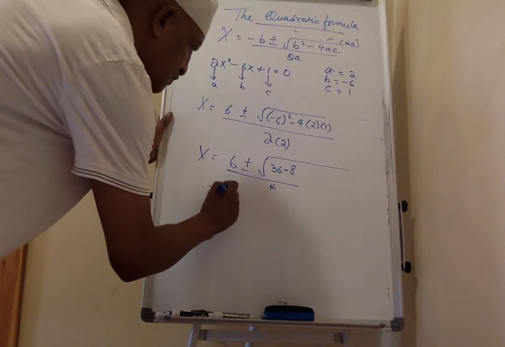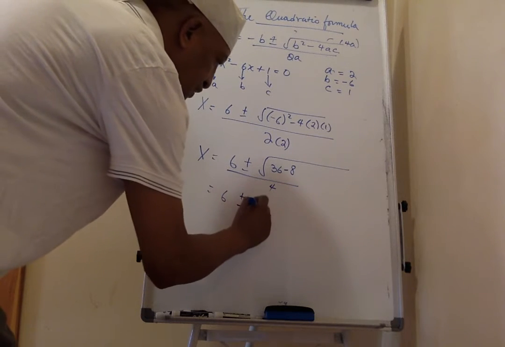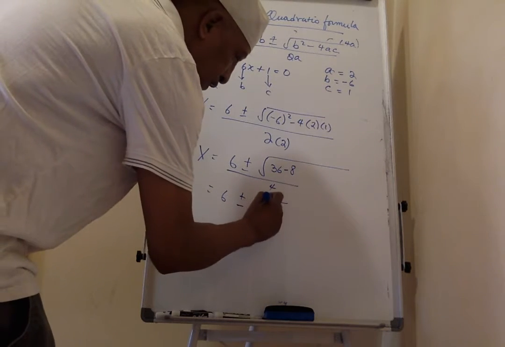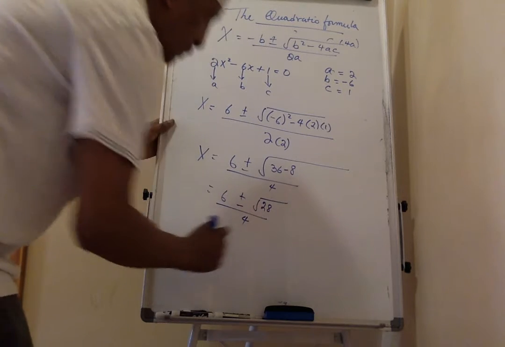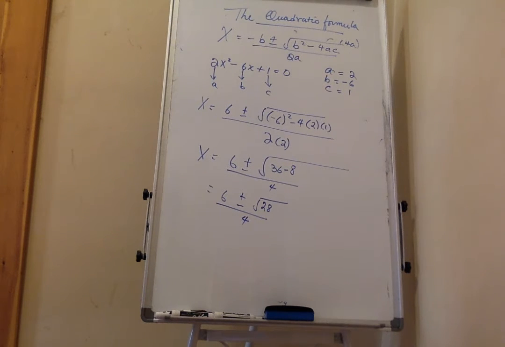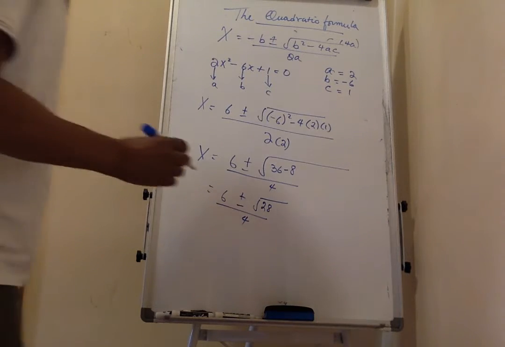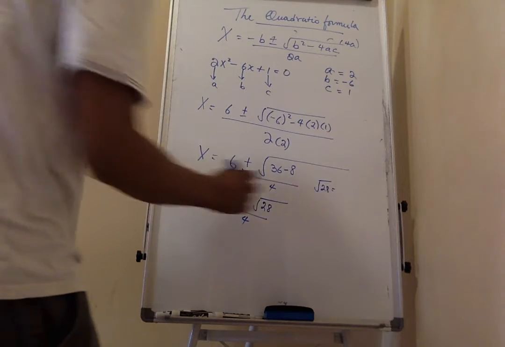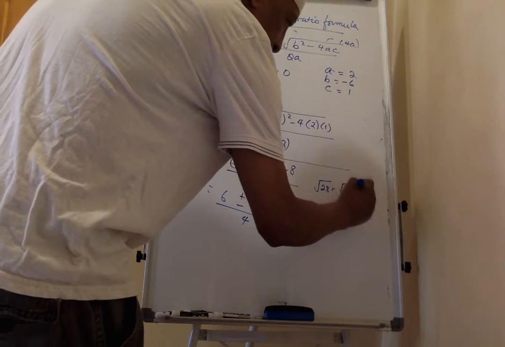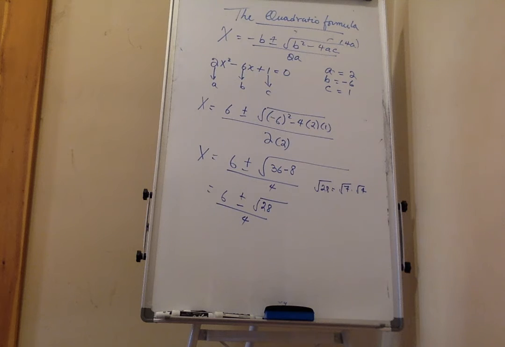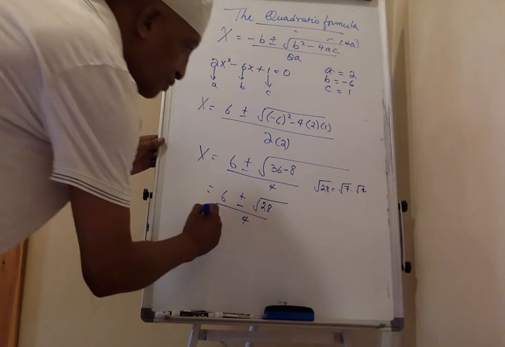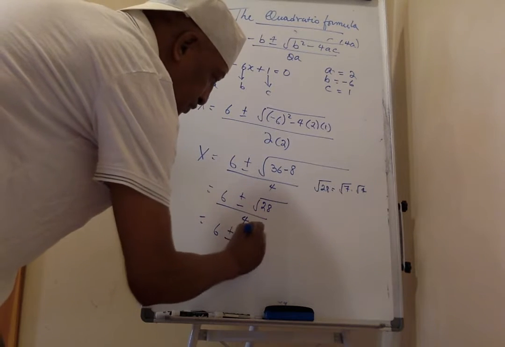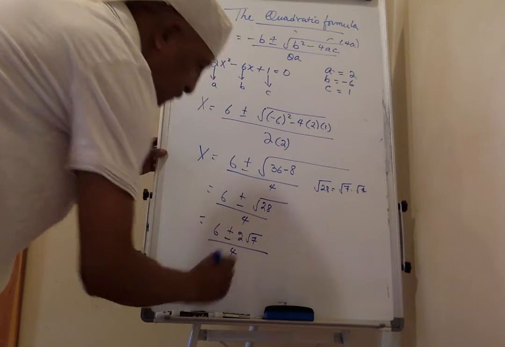And this would give us 6 plus or minus the square root of 36 minus 8, which is 28, over 4, right? Now, let's look at the square root of 28. The square root of 28 is the square root of 7 times the square root of 4. Is that right? Then this would give us 6 plus or minus the square root of 4, which is 2, times the square root of 7 over 4.